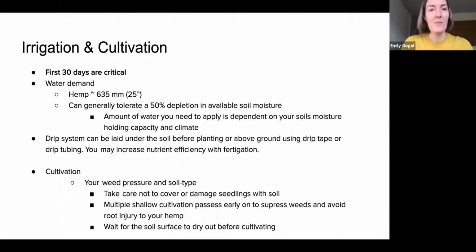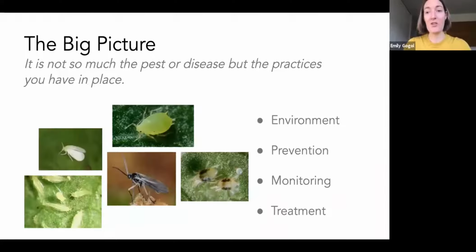So transitioning now to the big picture. We've talked a bit about nutrient management and best practices in terms of cultivation. When it comes to pests and disease, the big picture really is not so much the pest or disease, but the practices you have in place. So look at your region: what have farmers been experiencing the last couple of years, and your environment.